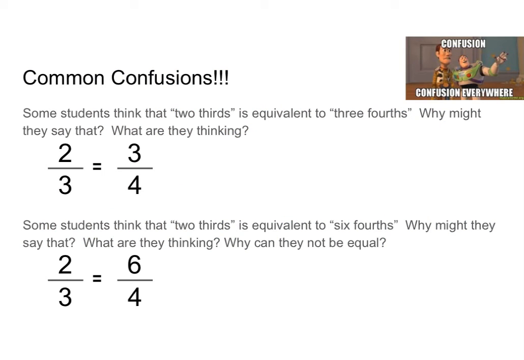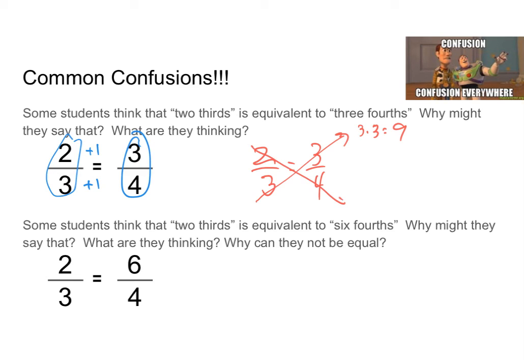Okay, so your brain's hurting. What do students do when they get it wrong? Some students think that 2/3 is equivalent to 3/4. Why might they say that? Can you think how they would have gotten that? See, this student might have added 1. This is called additive thinking. It's not a good time for that. The process works. Unfortunately, 2/3 is not equal to 3/4. And we would prove that by saying 3/4, we would say the cross product is 3 times 3, which is 9, and 2 times 4, which is 8. Since 8 does not equal 9, these fractions are not equal.